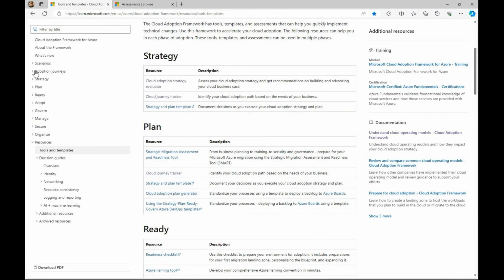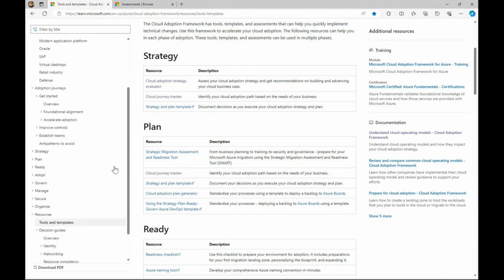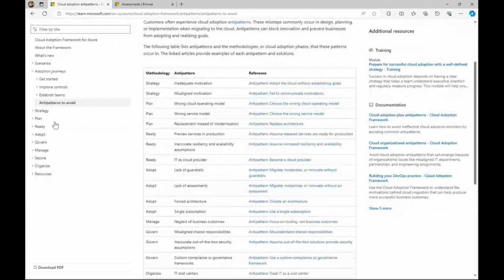Again, if you have a specific adoption journey or scenario, then there are also different scenarios, for example, VMware solutions or high performance computing, but also some different adoption journeys that can help you with that. And also, very important is that each pillar has its anti-patterns to avoid. So this is the page of the cloud adoption anti-patterns, and for each of them, for example, let's take a look at the strategy.